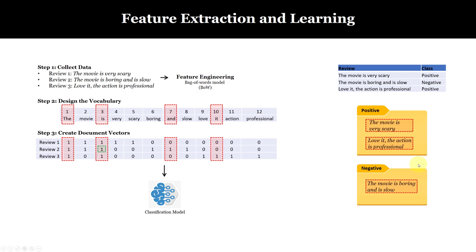Sometimes you might find it in this structure. Two folders, and each folder has separate reviews. For example, review number one, you find it in a separate text file. Review number two in another file. And similarly for the negative folder.